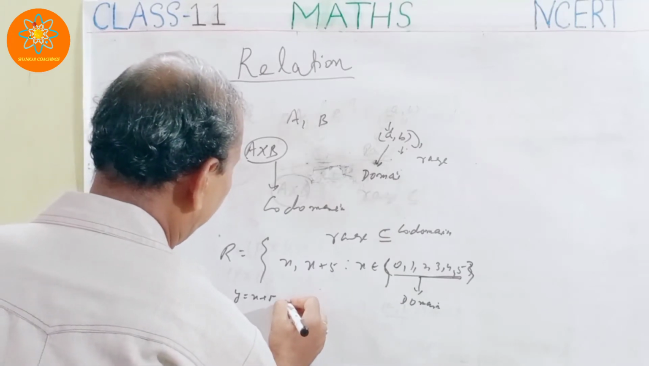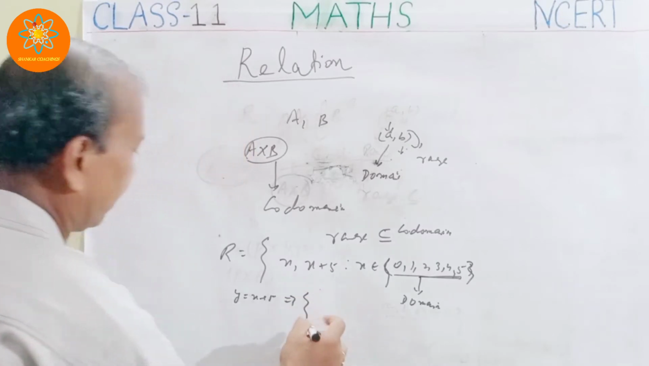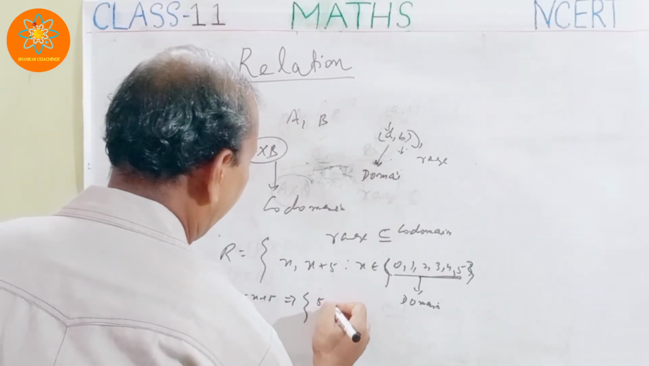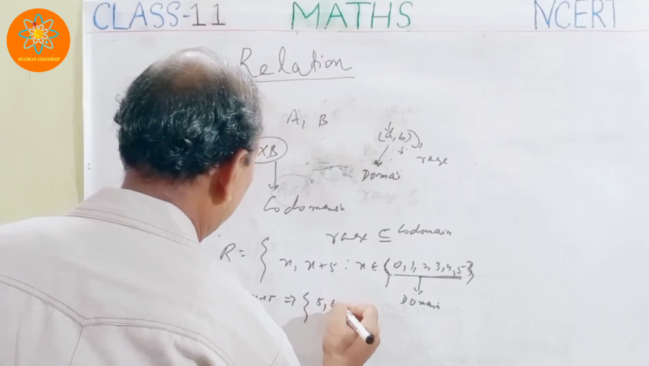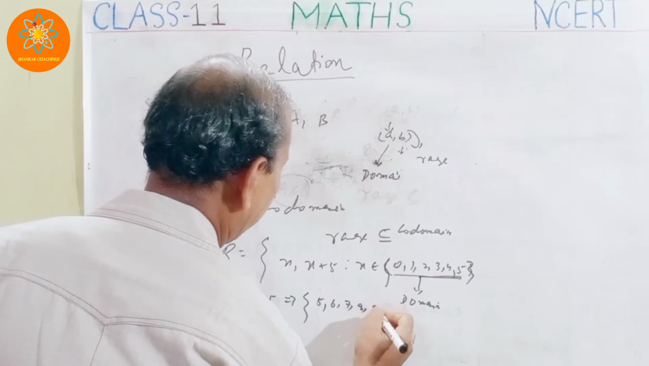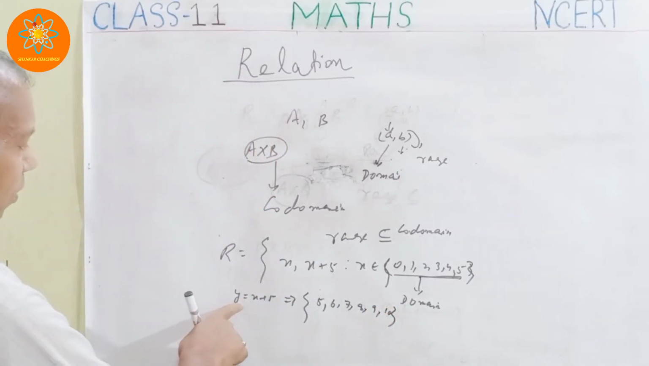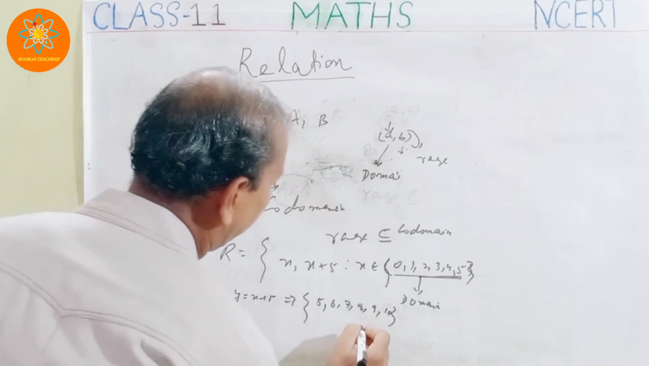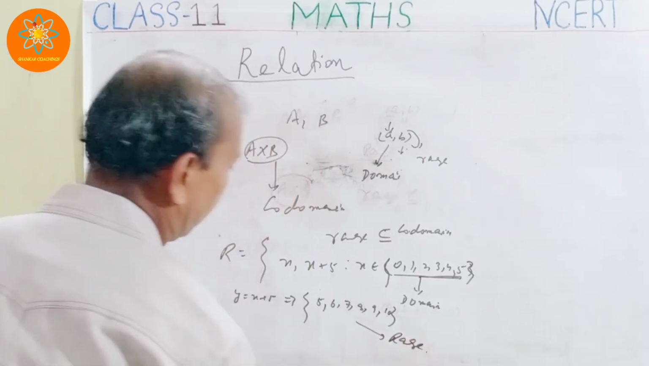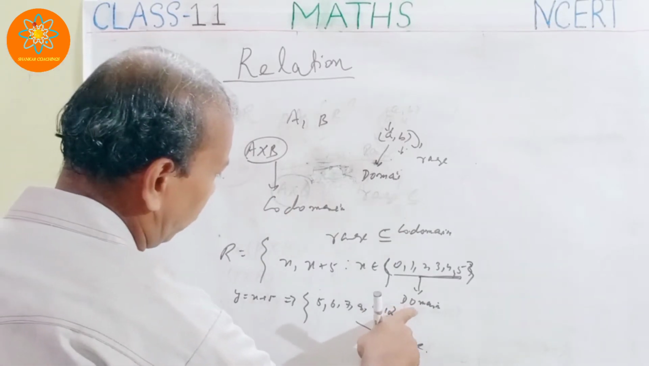I will get this value of y. If I put 0 here, I will get 5, then 6, then 7, then 8, 9, and this is 10. So this is y is equal to x plus 5. This is nothing but your range. So this is your range. So easily you can find the domain and the range.